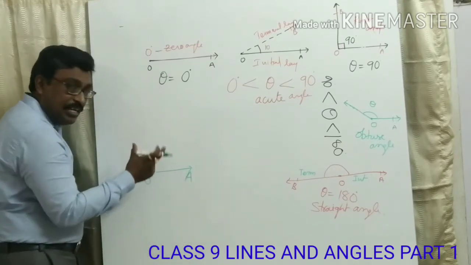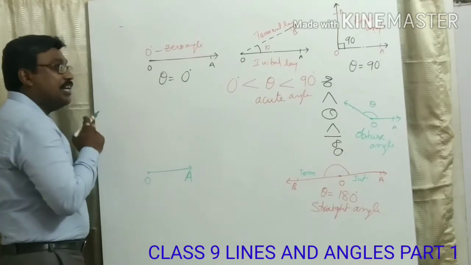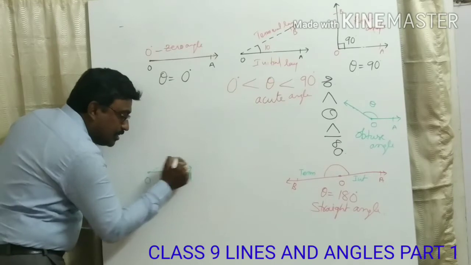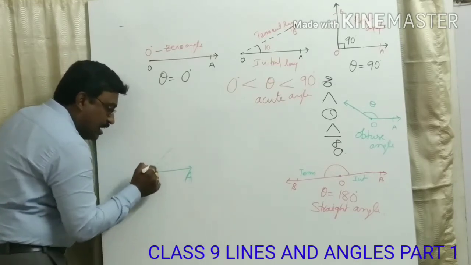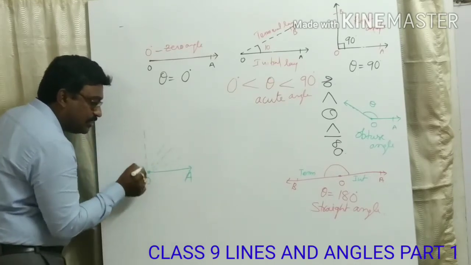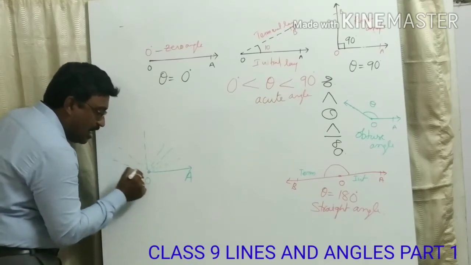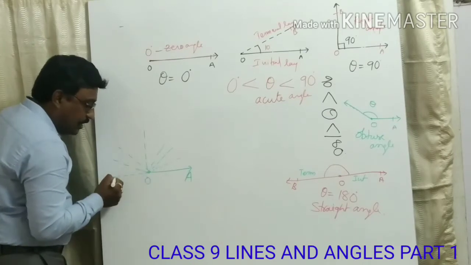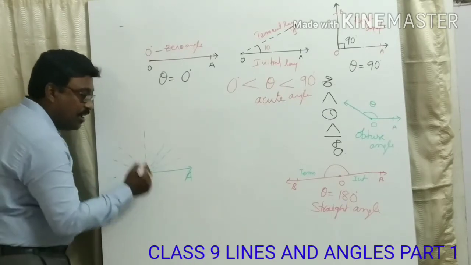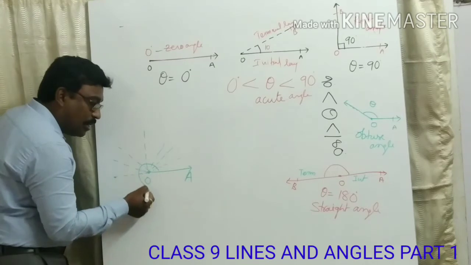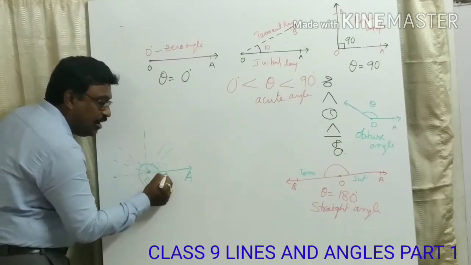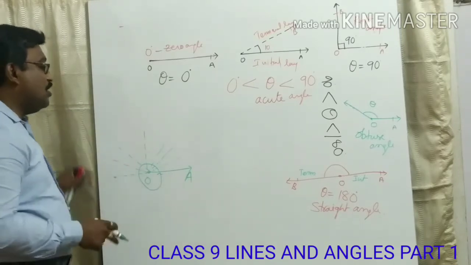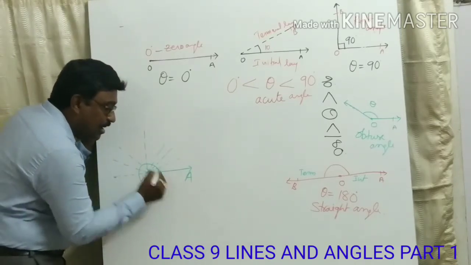OA is the initial ray. Now the terminal ray, what happened, you see? It is 10 degrees, 20 degrees, 30 degrees, 90 degrees, more than 90 degrees. Now it is 180 degrees. Now this terminal ray has again completed one revolution and joined with the initial ray.